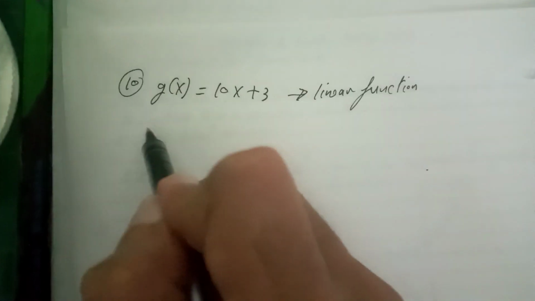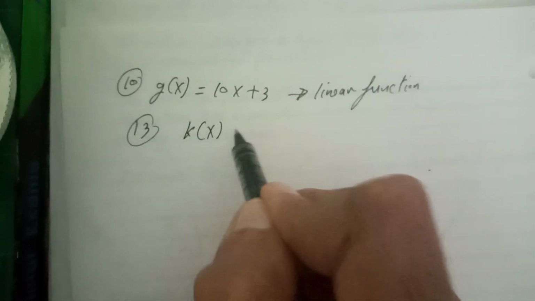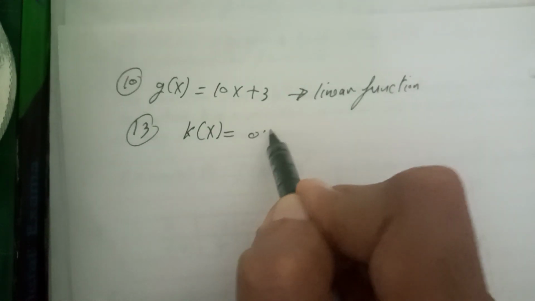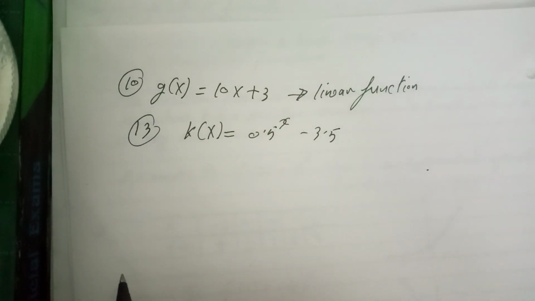Why? Because it's 10x. The exponential is something power x, like number 13. k(x) is equal to 0.5 power x minus 3.5. Yes, this is an exponential function.